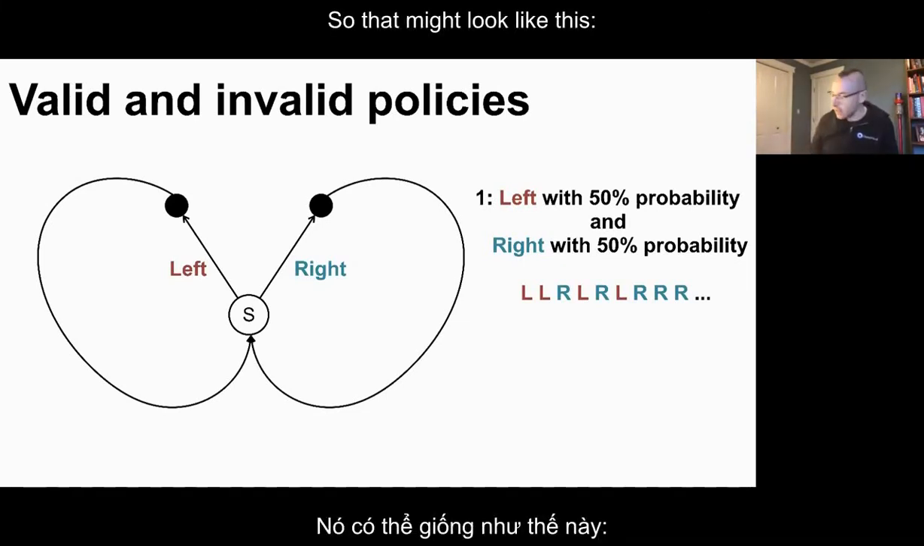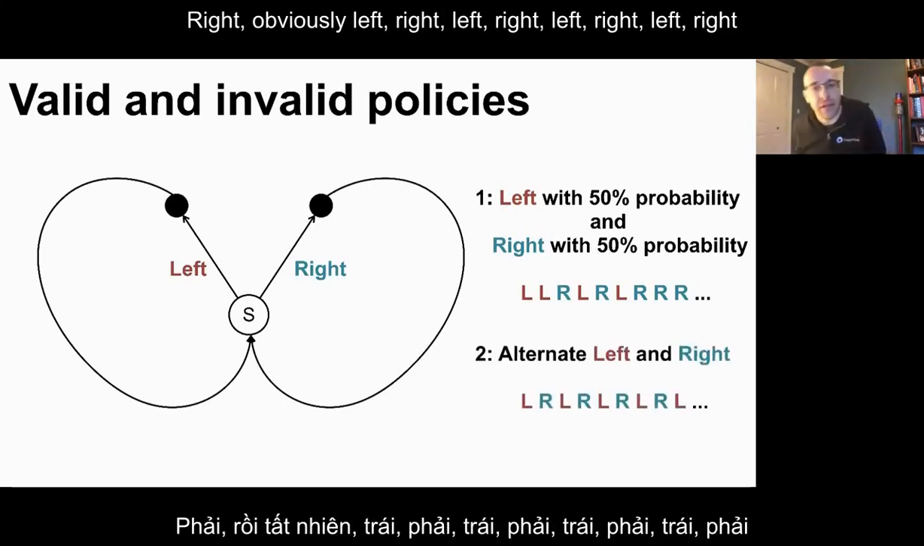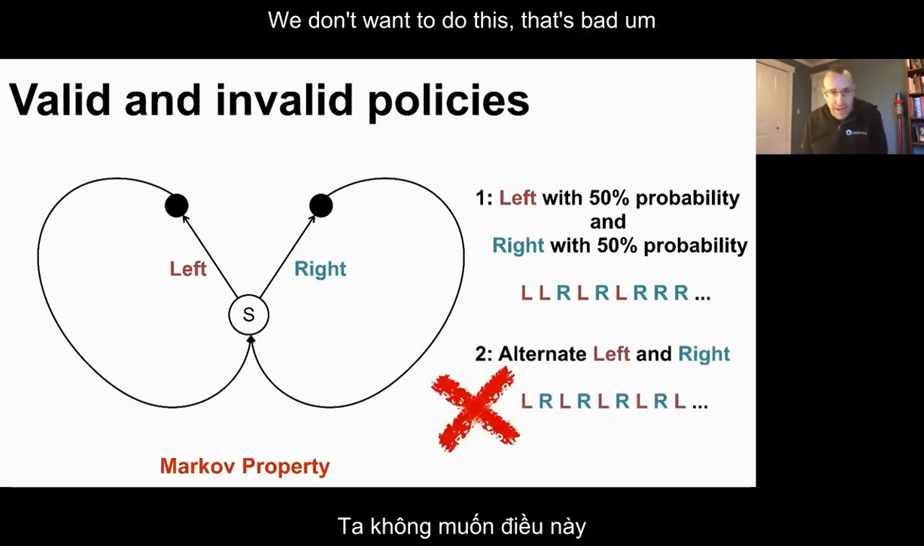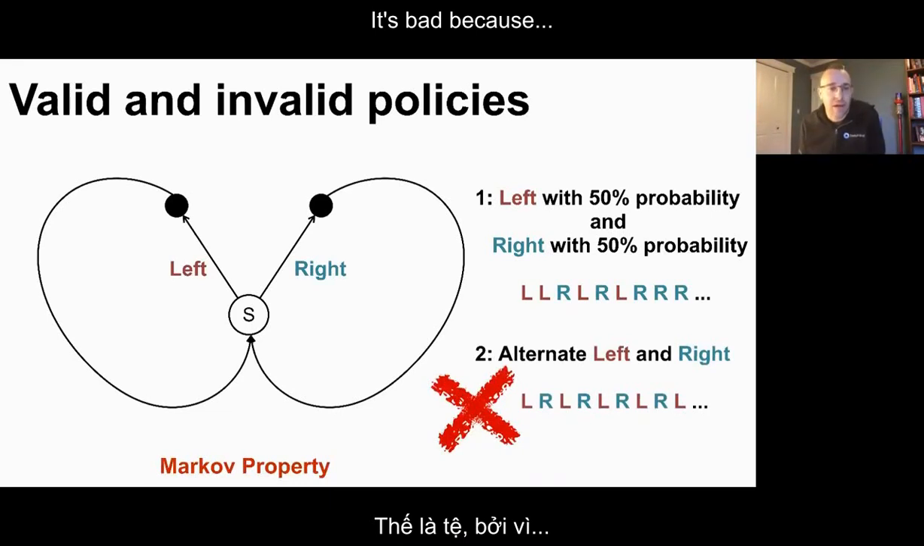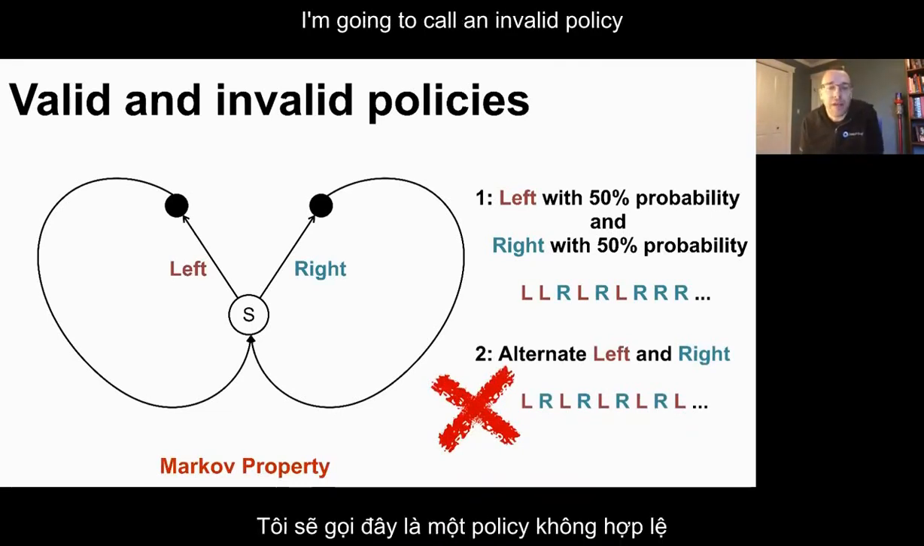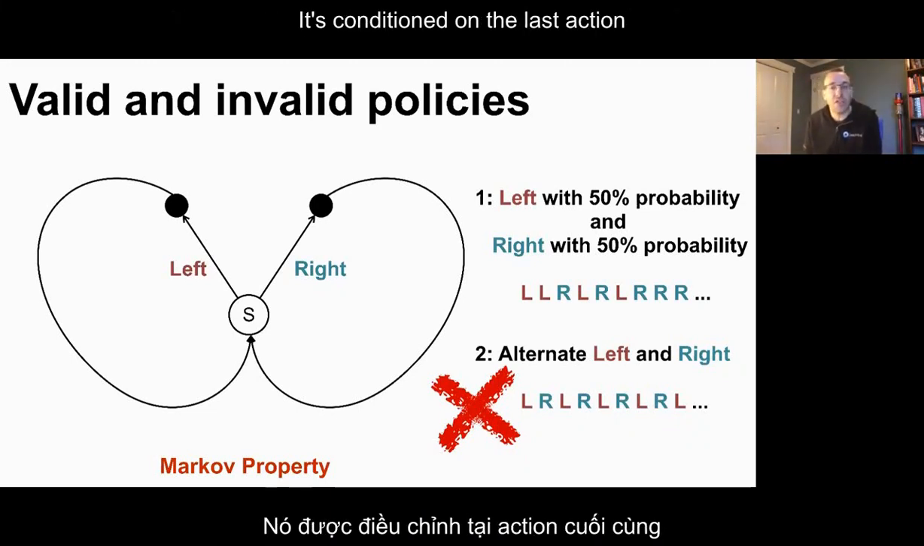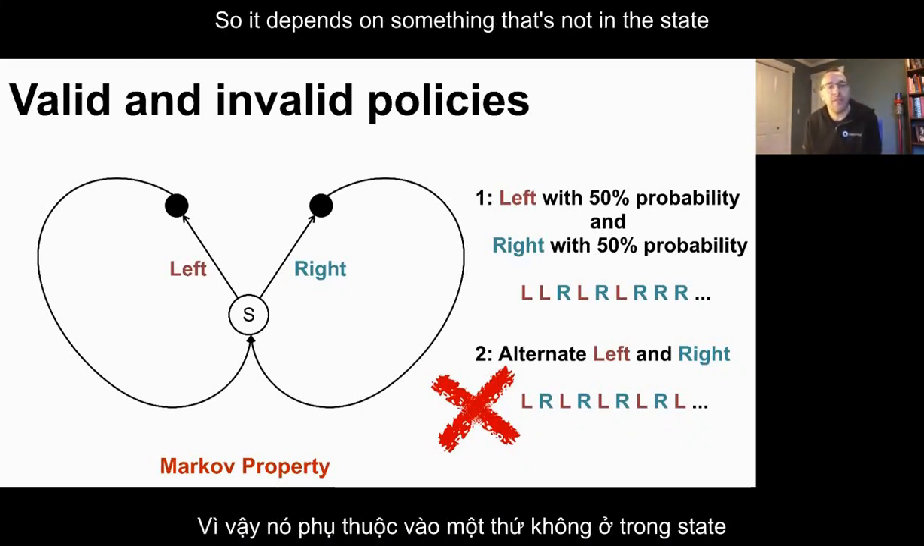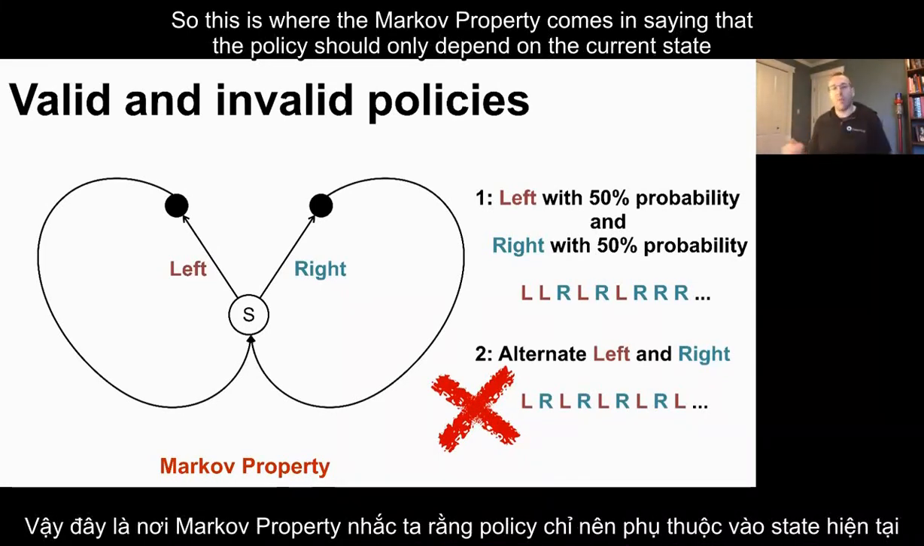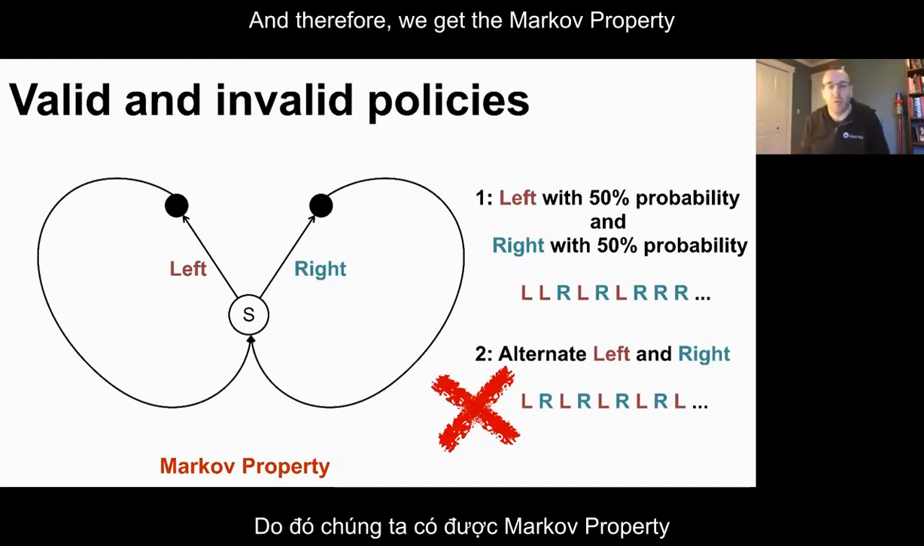So that might look like this, right? Obviously, left, right, left, right, left, right, left, right. We don't want to do this. That's bad. It's bad because I'm going to call it an invalid policy because it's conditioned on something other than the state. It's conditioned on the last action. So it depends on something that's not in the state. So this is where the Markov property comes in. It's saying that the policy should only depend on the current state. And therefore, we get the Markov property.